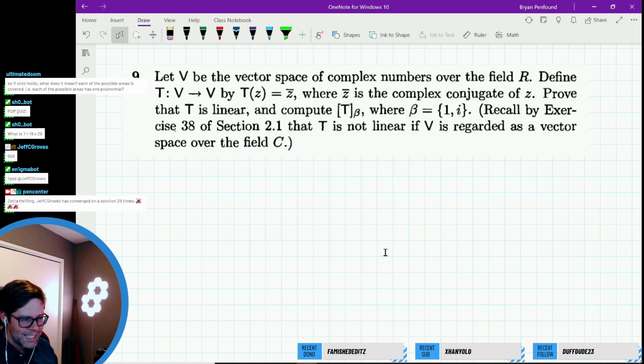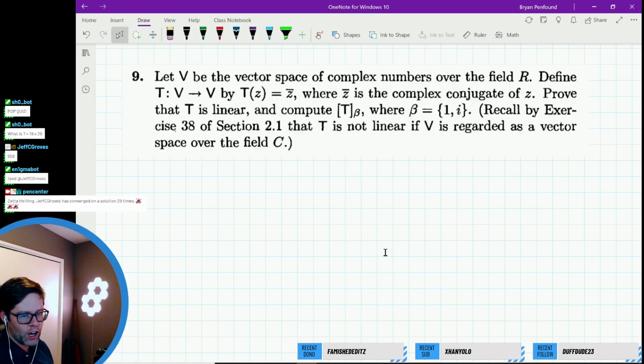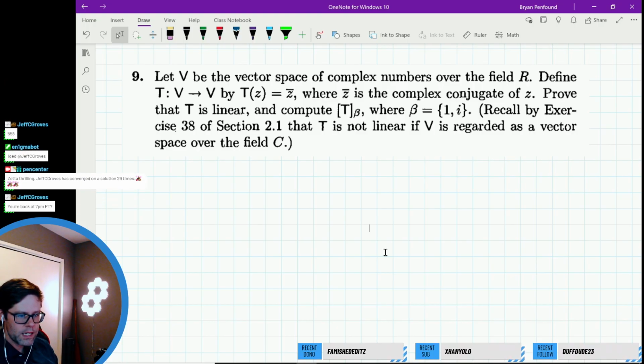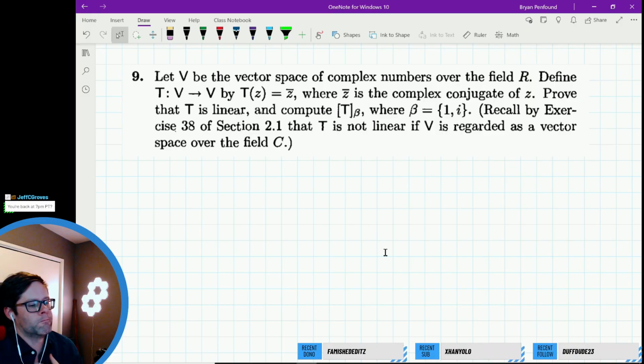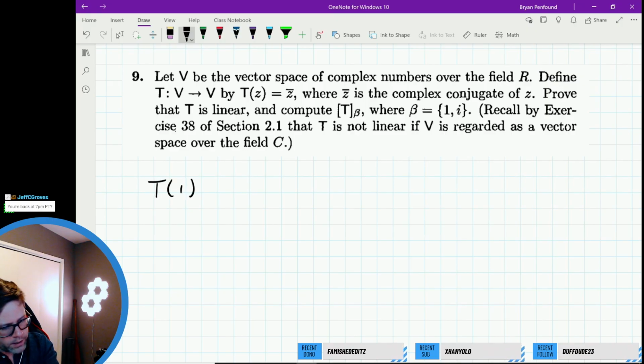Other than me? Let V be a vector space of complex numbers over the field R. Define T from V to V by T of z as its conjugate. Prove that T is linear and compute the matrix with respect to beta, where our basis is 1 and i. Okay, how does this work? So let's take a look at what happens with its basis vectors. T is going to send 1 to its conjugate, which is 1. And T is going to send i to its conjugate, which is negative i.